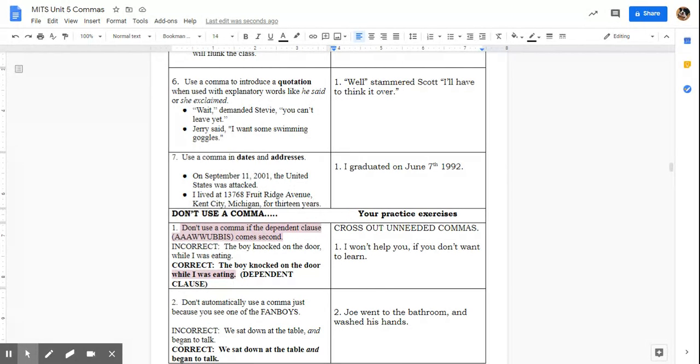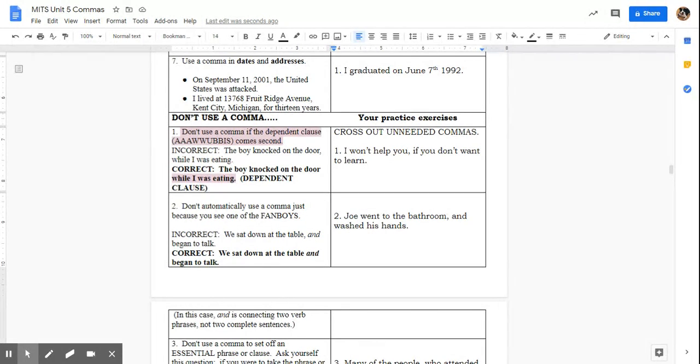Okay, so just remember that you're going to need to put a comma inside the quotation marks when it comes before the explanatory words, "stammered Scott," and you will need to also put them after the explanatory words to introduce the quote.